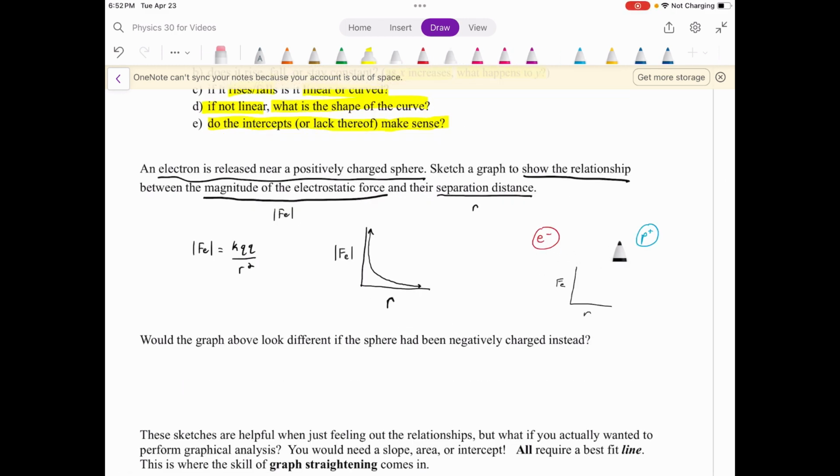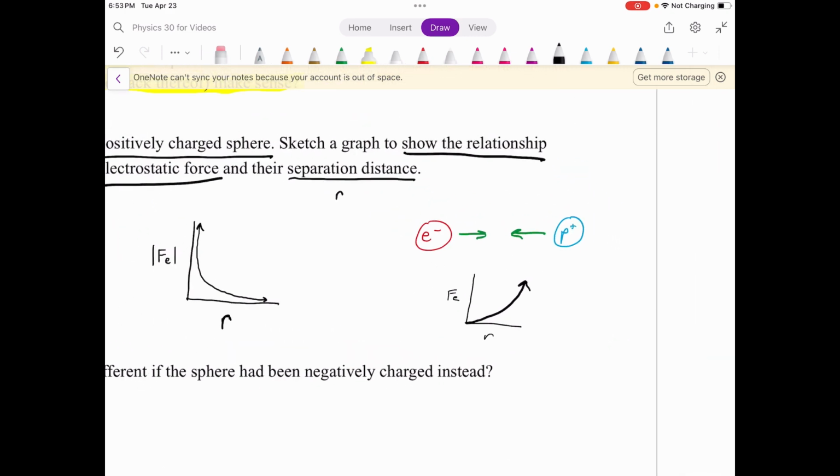Now, one of the most common questions I get from students when I show this example is: but hang on a second, the electron was near a positively charged sphere, so shouldn't they be attracted to each other? Shouldn't they be getting closer? And then shouldn't that mean that since they're getting closer, the force is getting stronger, right? I like where that student's head is at thinking about that stuff, right? But be careful.